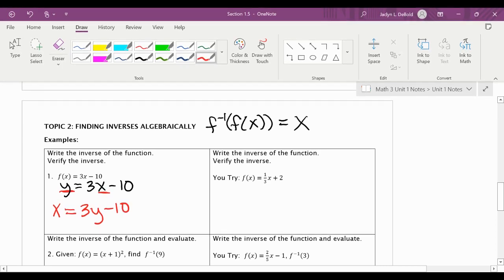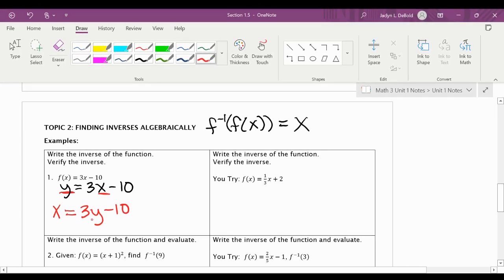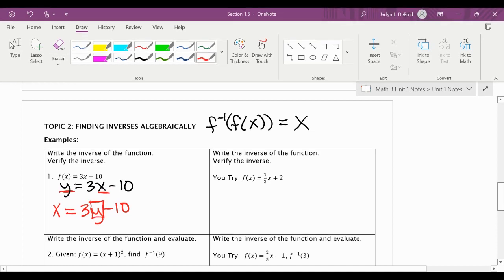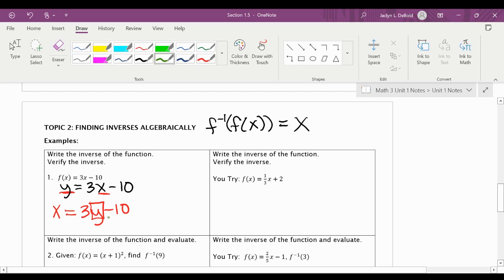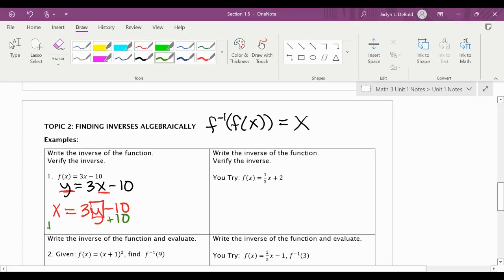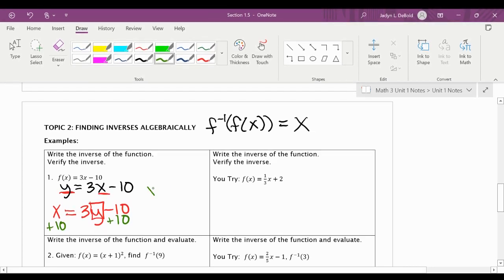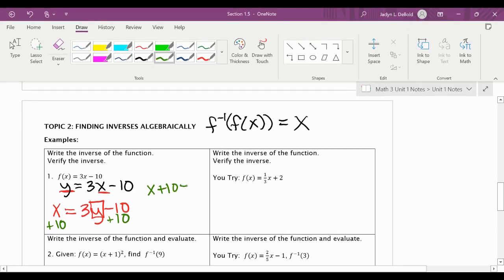And then we're going to go ahead now and solve for y. Right, so I just kind of switch those around. Now I'm going to go ahead and solve. So if I go ahead and solve this out, we're going to add 10 to both sides. X plus 10 is equal to 3y. I'm going to divide each term by 3.